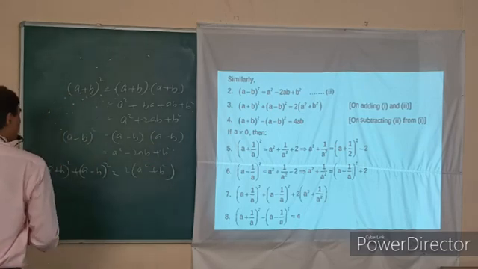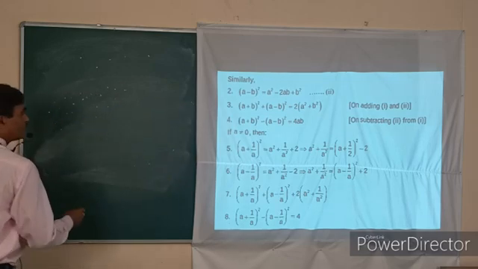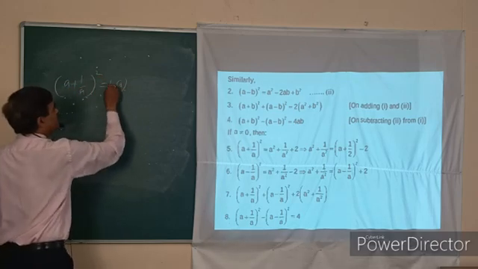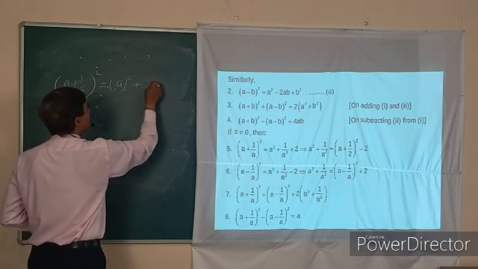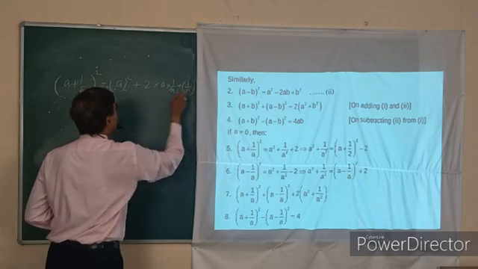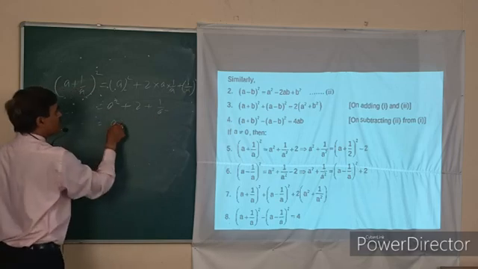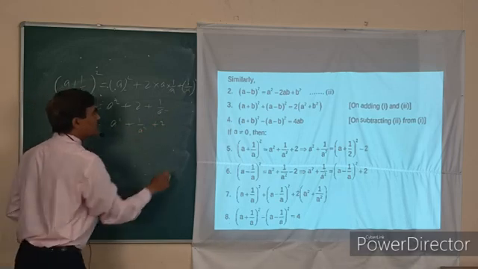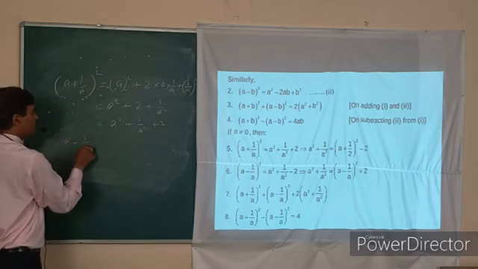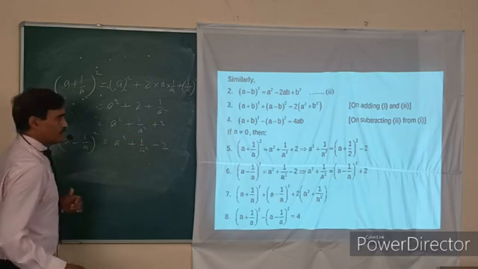Similarly, if we expand or find the whole square of the quantity (a plus 1 upon a), it will be a square plus 2 times a into 1 upon a plus (1 upon a) whole square. So that makes a square plus 2 plus 1 upon a square, or you can write it as a square plus 1 upon a square plus 2. So this is the expansion of (a plus 1 upon a) whole square. Similarly, (a minus 1 upon a) whole square is written as a square plus 1 upon a square minus 2.